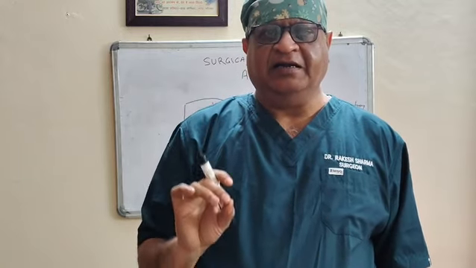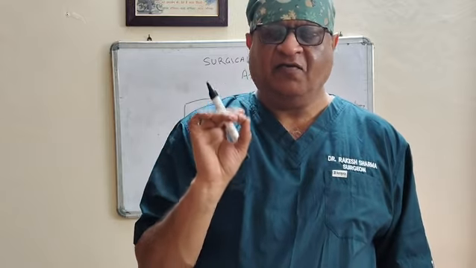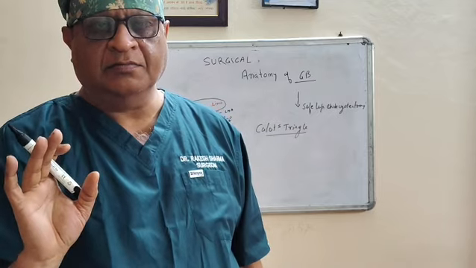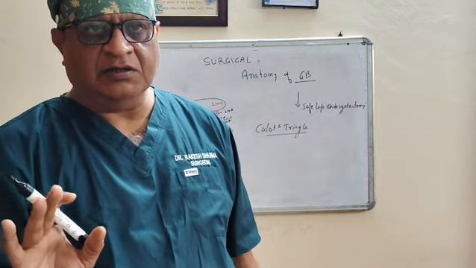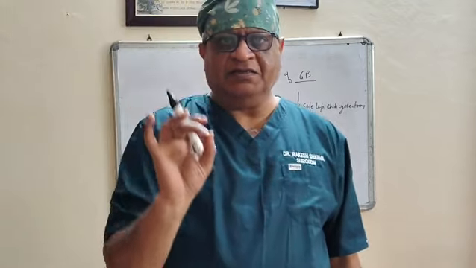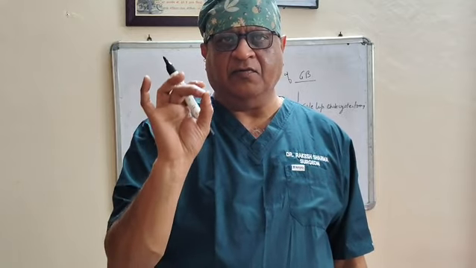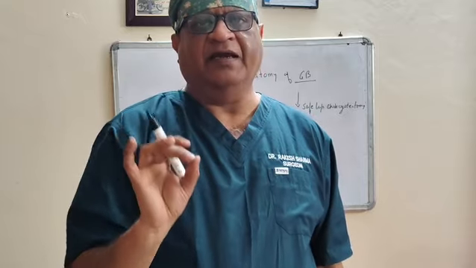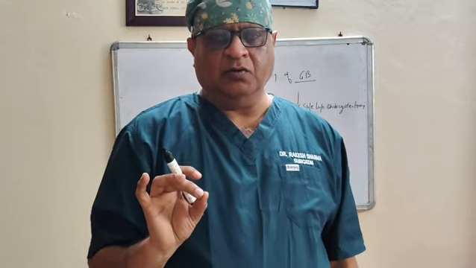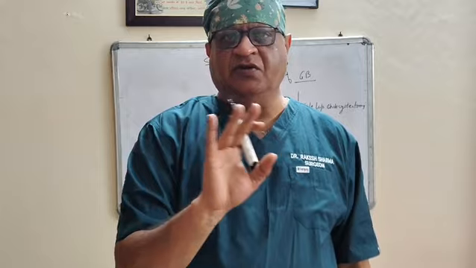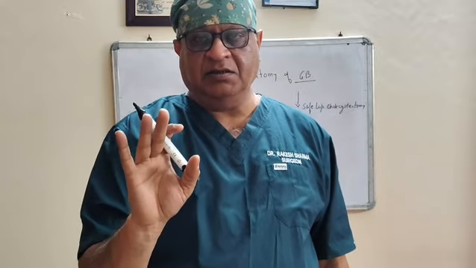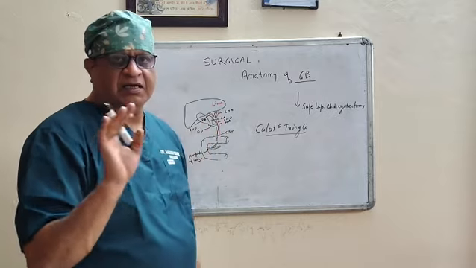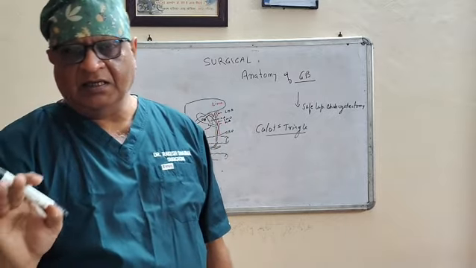Sometimes, due to misidentification, we clamp the right hepatic artery in place of the cystic artery. What will happen? Nothing will happen immediately, because the liver has a dual blood supply. The main blood supply of the right lobe of the liver is through the portal vein. So there is no necrosis or infarction of the liver, but the right hepatic artery also provides blood supply to the common bile duct.